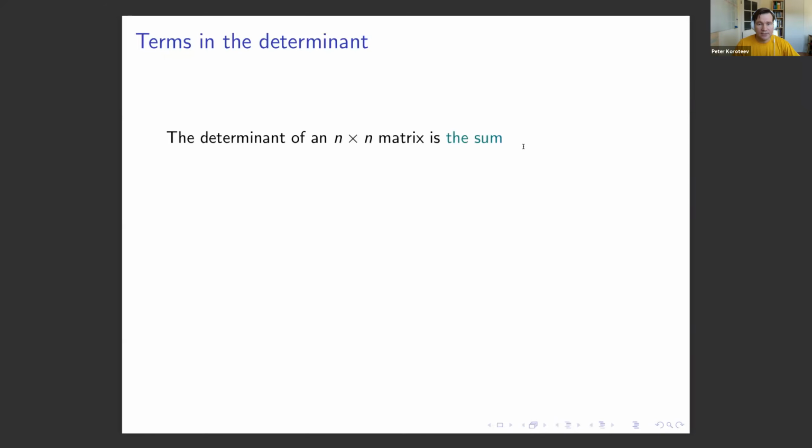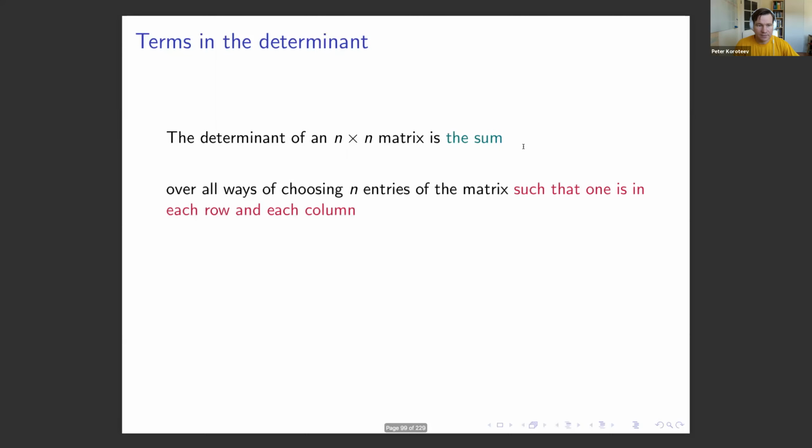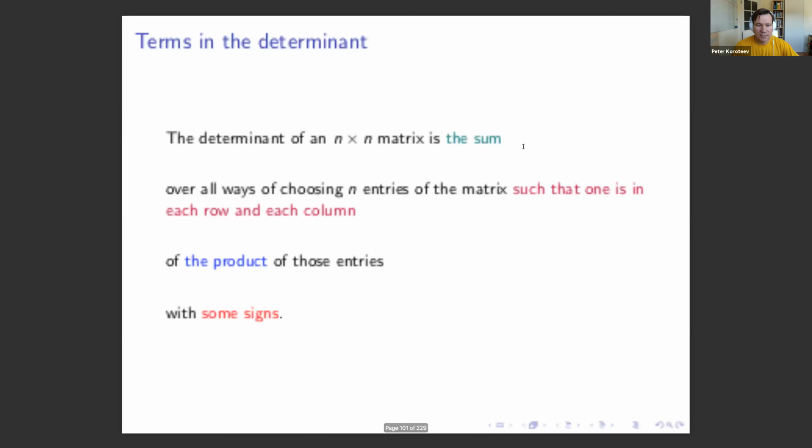Now, you can proceed by induction. For a matrix of arbitrary size, the determinant of an n by n matrix is the sum over all ways of choosing n entries of the matrix, such that there is one in each row and each column, of the product of those entries with some signs.